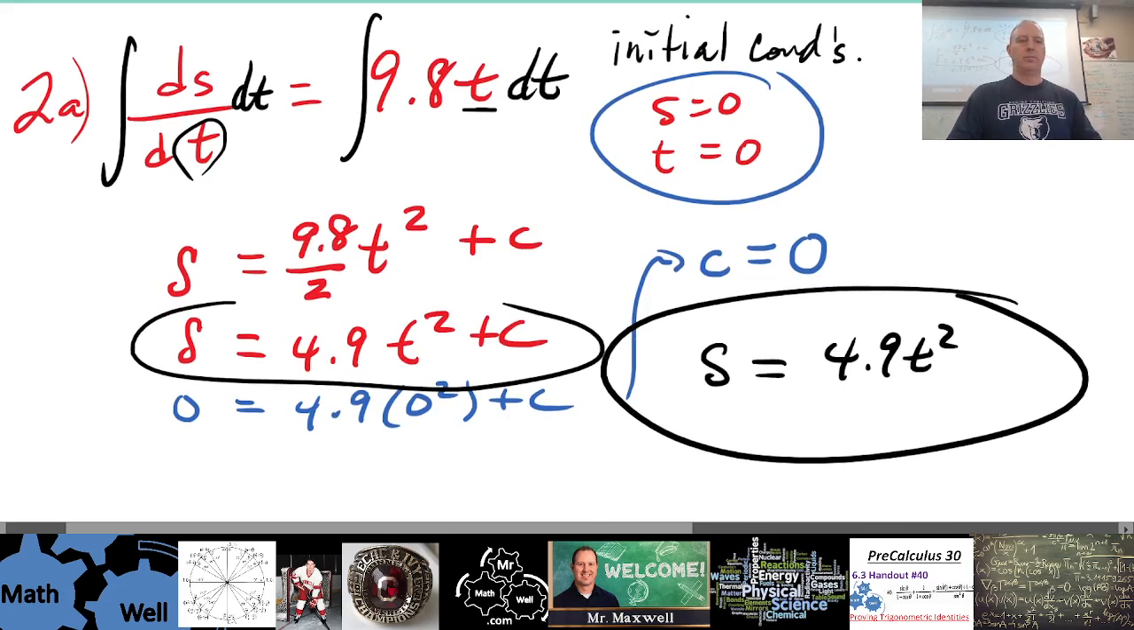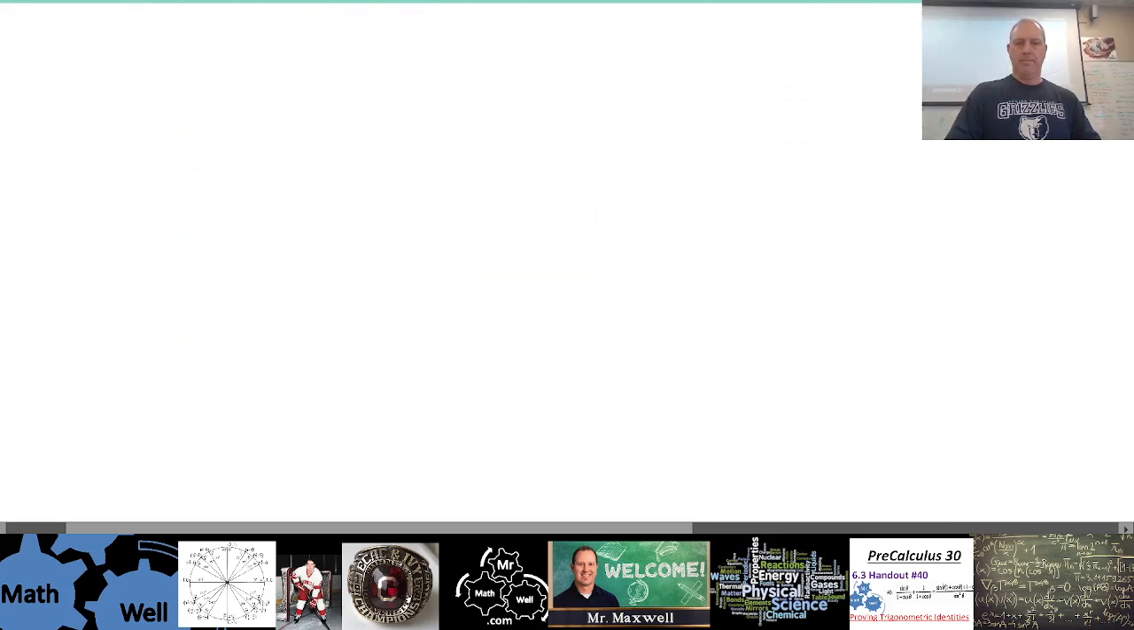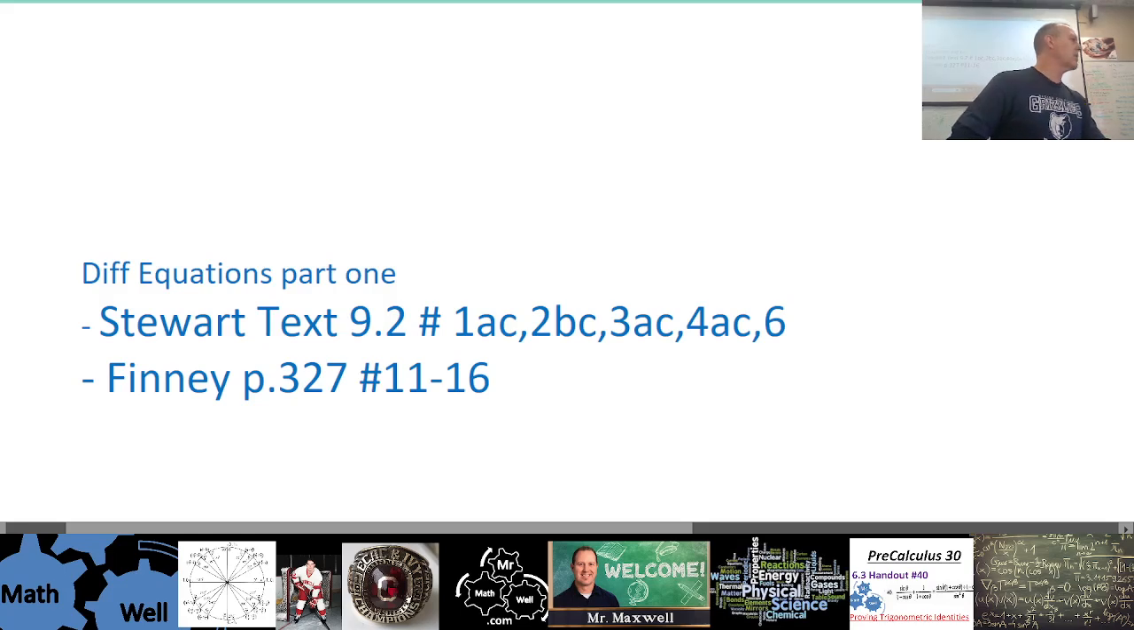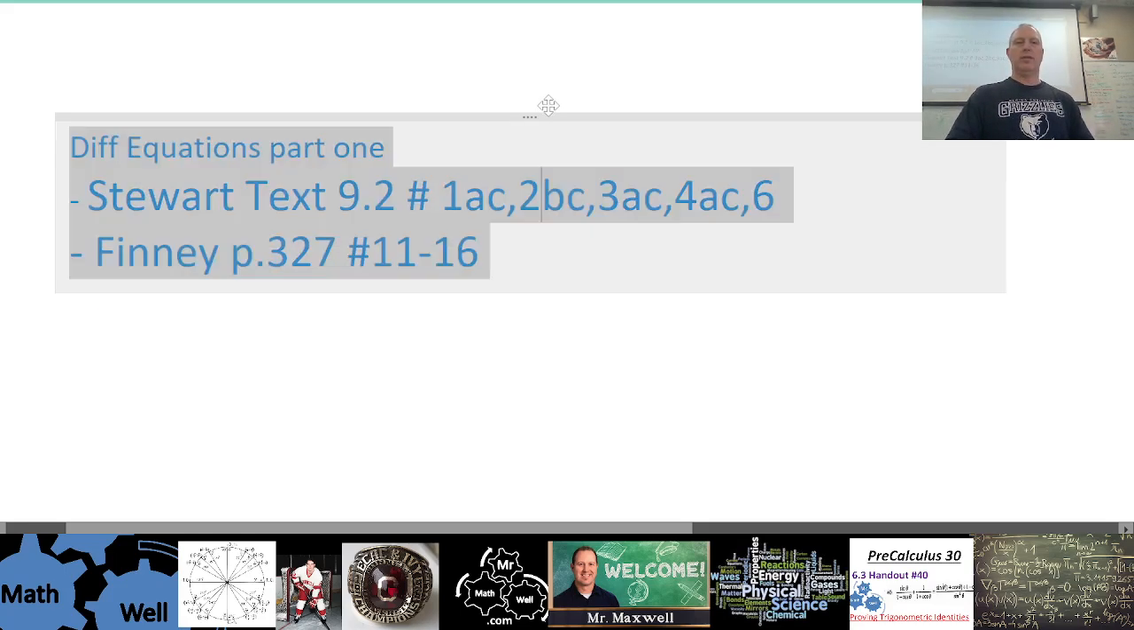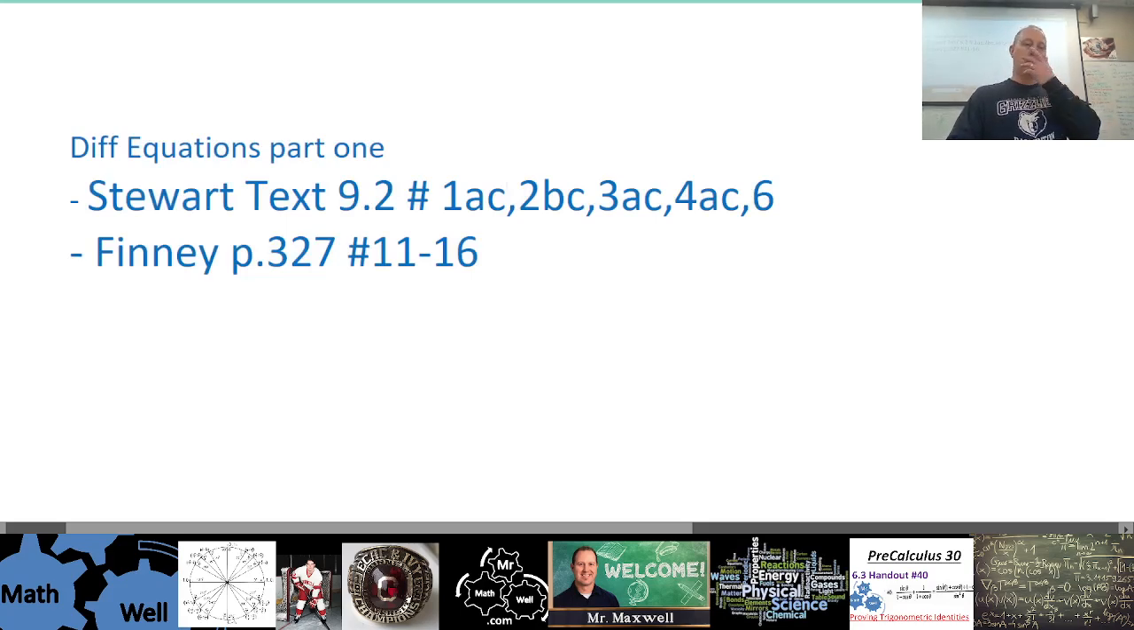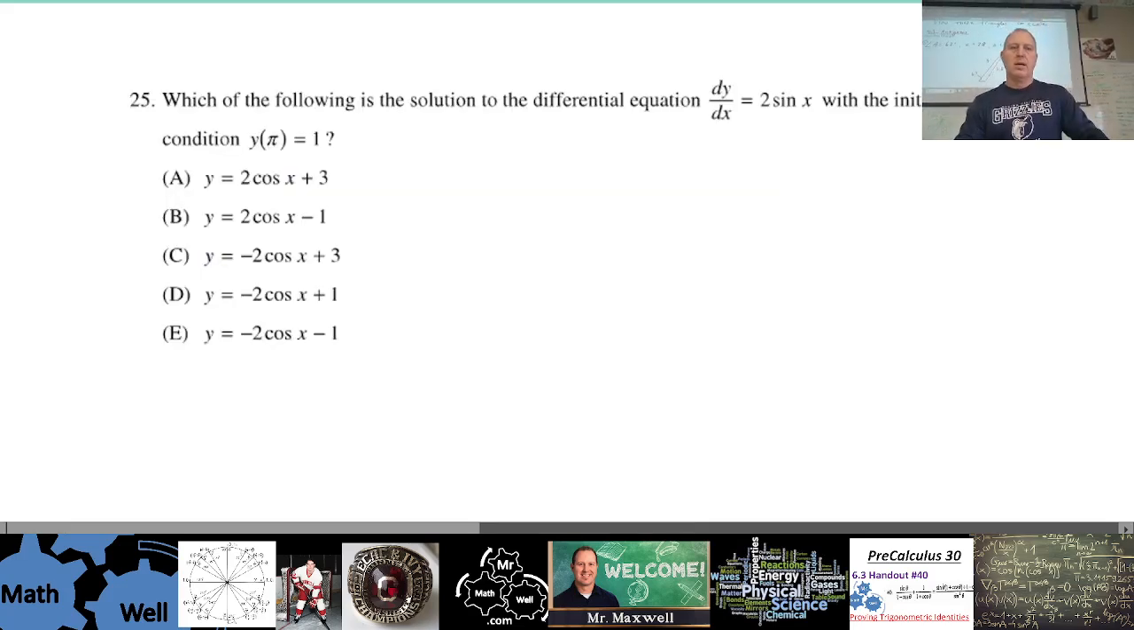All right, I don't think I have any more examples in your notes package. So here it is. This is differential equations part 1. There are 2 assignments here, some from the Stewart text, also some from the Finney, so you have a good chunk of time this class to work on this assignment. There it is.